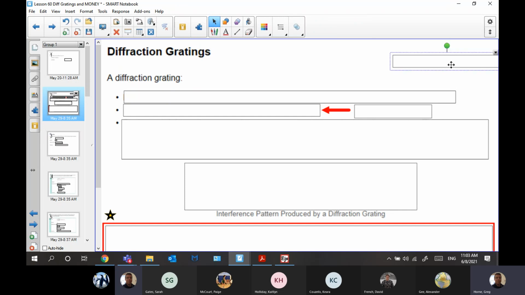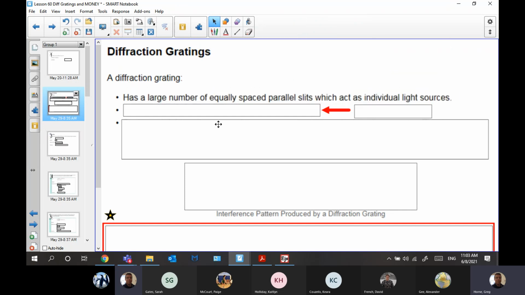Diffraction gratings are when you have a whole bunch of lines. Okay, so it's a large number of equally spaced parallel slits that act as individual light sources. So this whole act as individual light sources isn't new. With a double slit, you have one light source behind the slits, and then the light comes through the two slits and acts as individual light sources that are perfectly in phase with one another because they're literally from the same light source. So a large number of equally spaced parallel slits we're talking about.